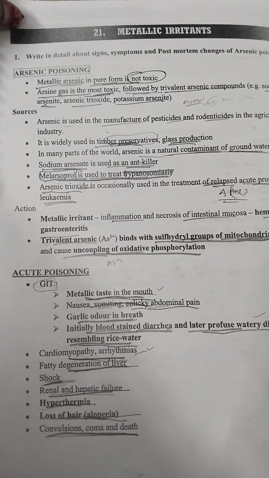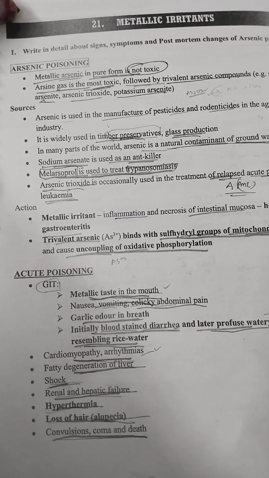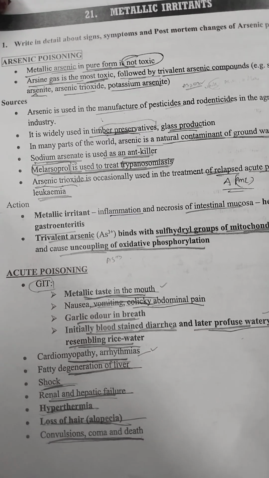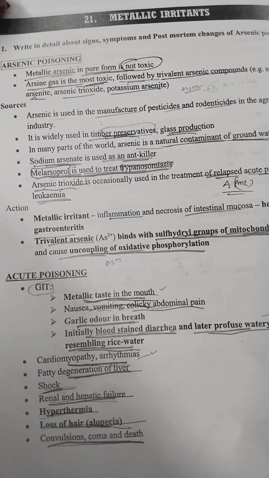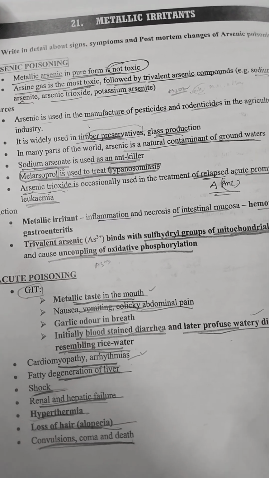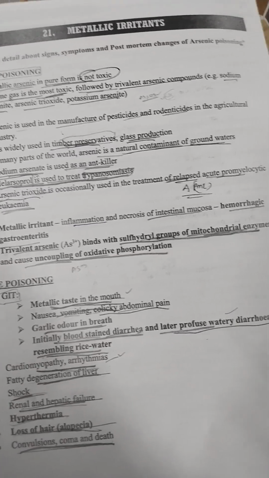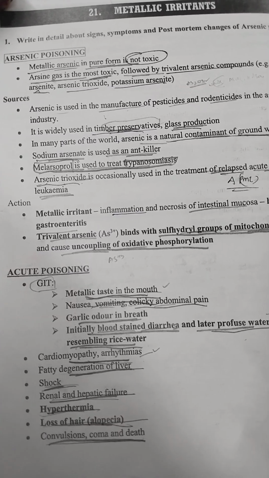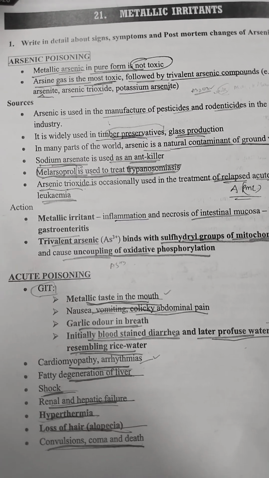Guys, today we are going to discuss arsenic poisoning. Arsenic, when it is in the pure form, normal arsenic, is not toxic, but arsenic gas is most toxic. After that, trivalent arsenic compounds like arsenic trioxide, potassium arsenite, sodium arsenite are very toxic, after the arsenic gas.